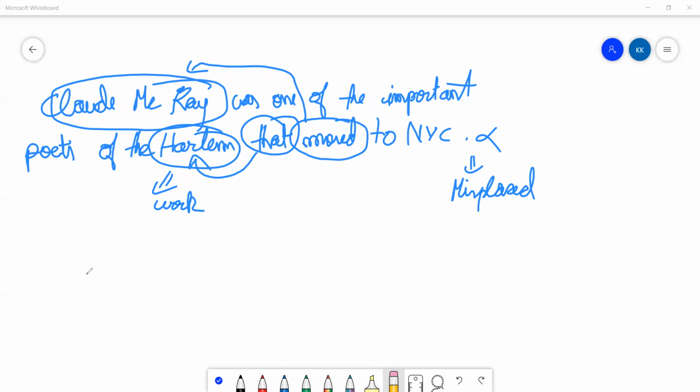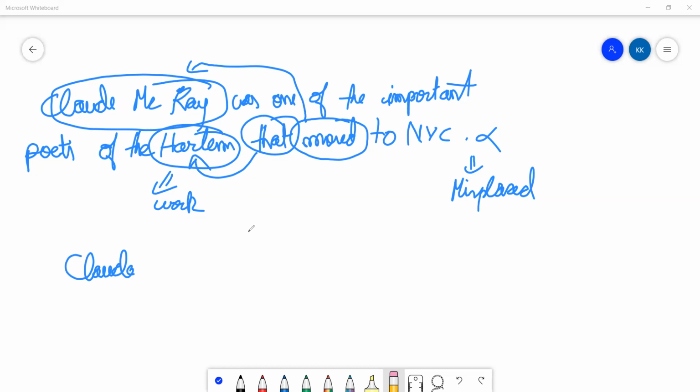So what will be the correct sentence? Any one of you? One of the most important poets of Harlem, Claude McKay, moved to New York City. Correct. One of the most important poets of Harlem, comma, Claude McKay moved to New York City.